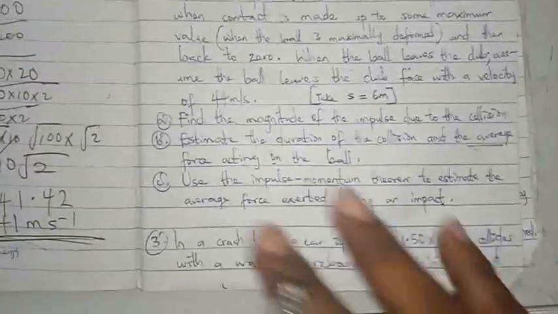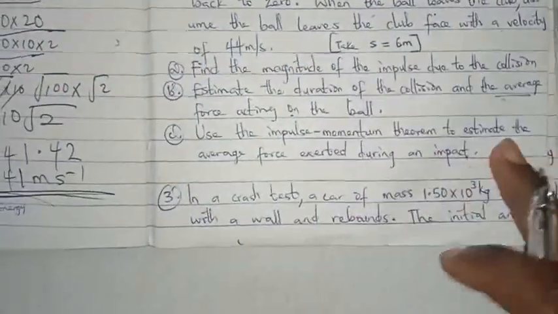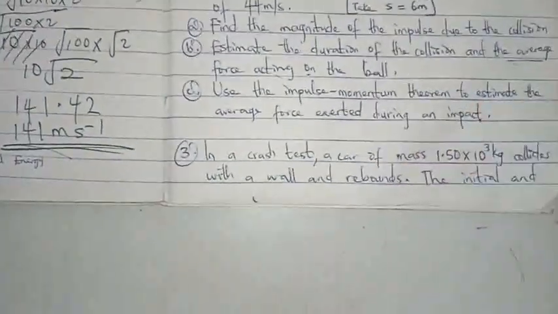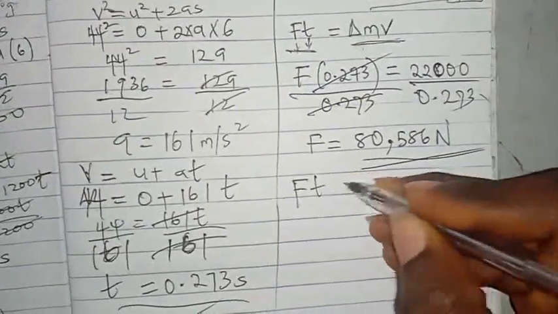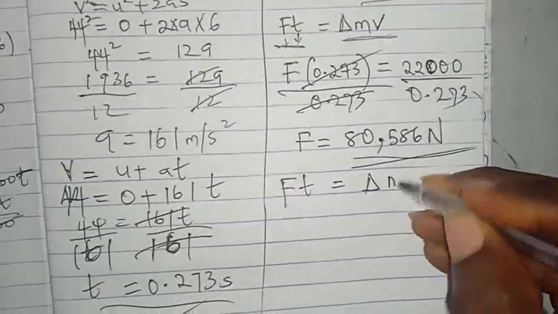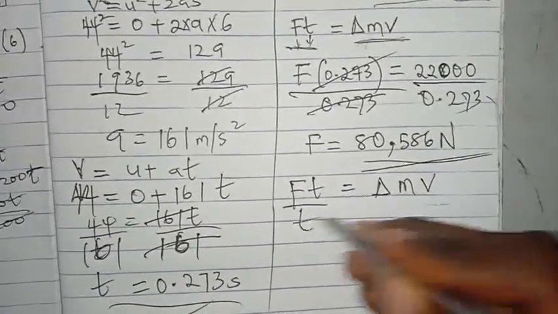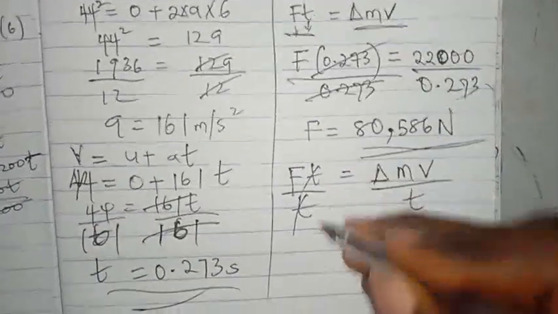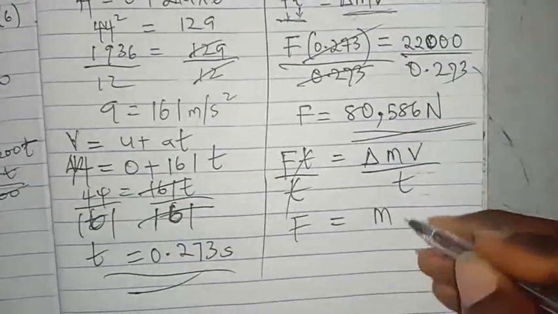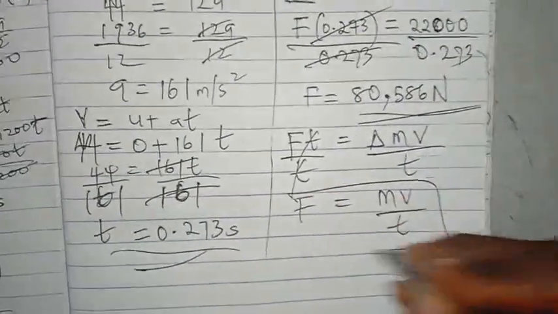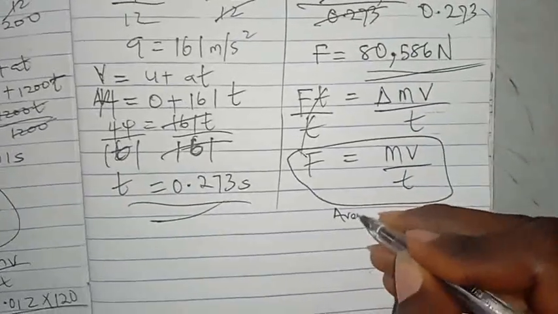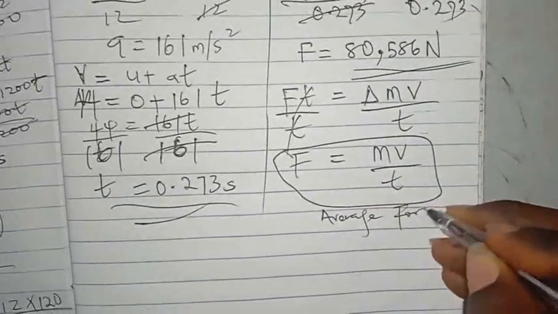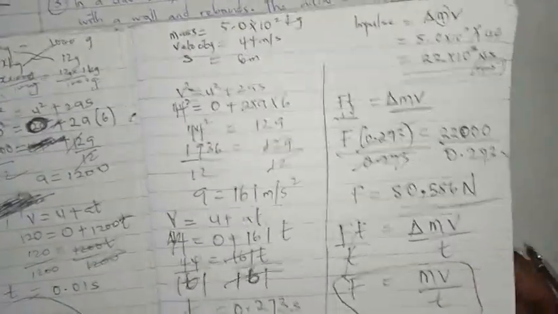So answering this question, use the impulse momentum theory to estimate the average force exerted during an impact. It is simply knowing that Ft is equals to change in mv. So divide both sides by t. So F is equals to mv over t, average force. All right. So using the principle, I will allow you solve the third one for me.